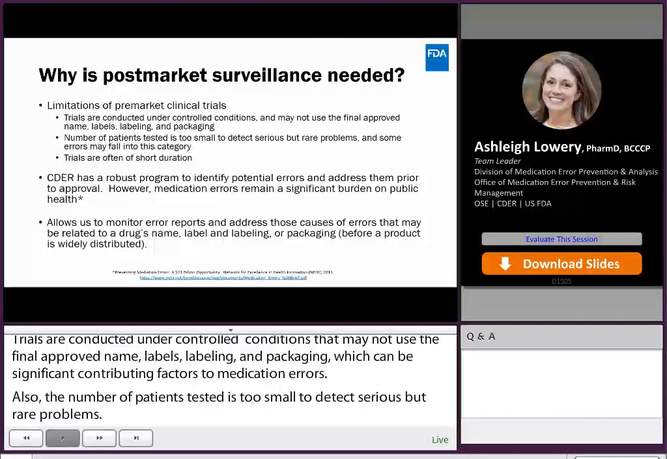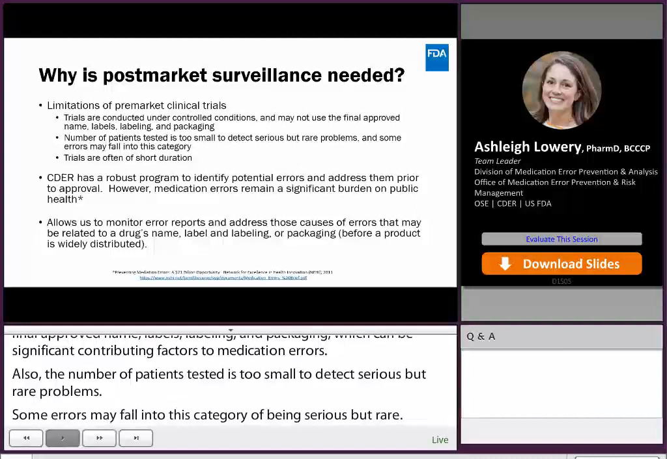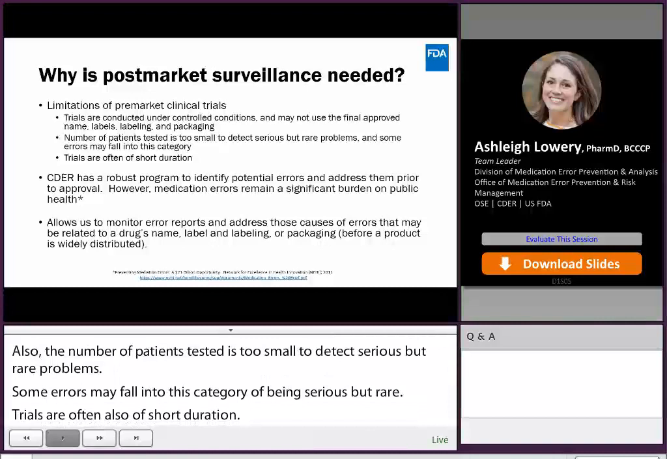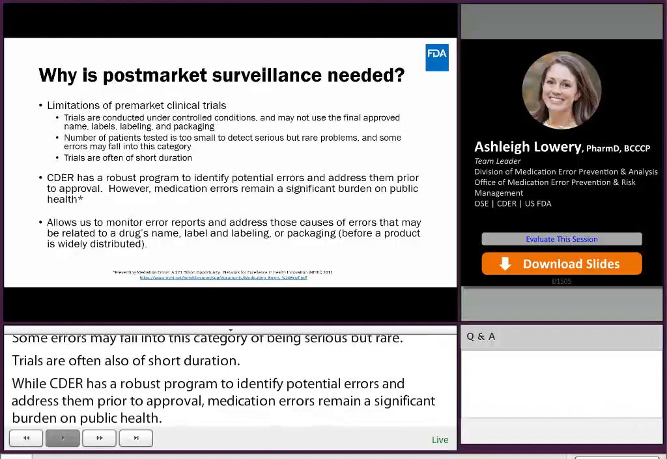While CDER has a robust program to identify potential errors and address them prior to approval, medication errors remain a significant burden on public health. Post-market surveillance allows us to monitor error reports and address those causes of error that may be related to a drug's name, label and labeling, or packaging, ideally before a product is widely distributed.